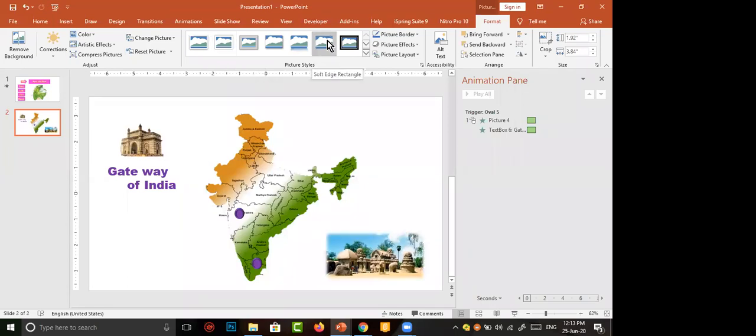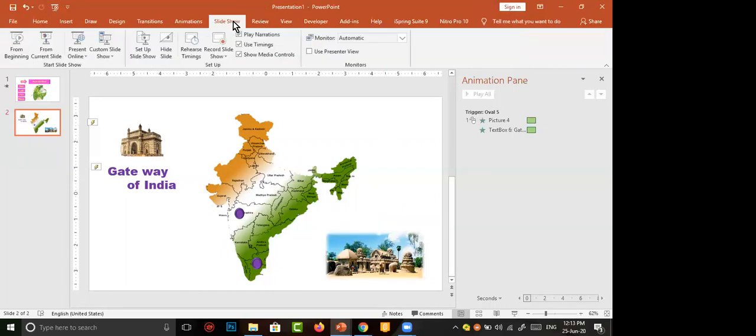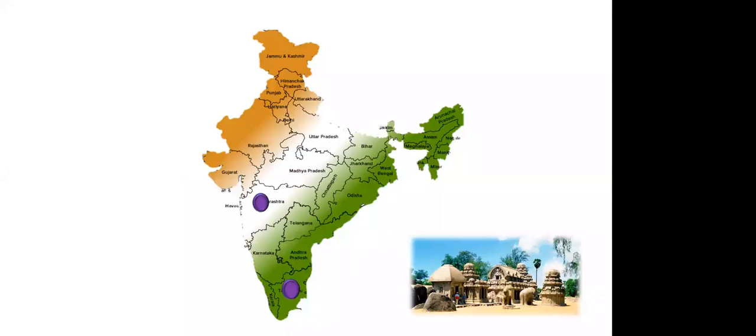If you add a picture with a background, you have to choose the soft edge rectangle. It will look nice. So I applied it here. I click on soft edge. Okay, see now. This is better than the previous one.